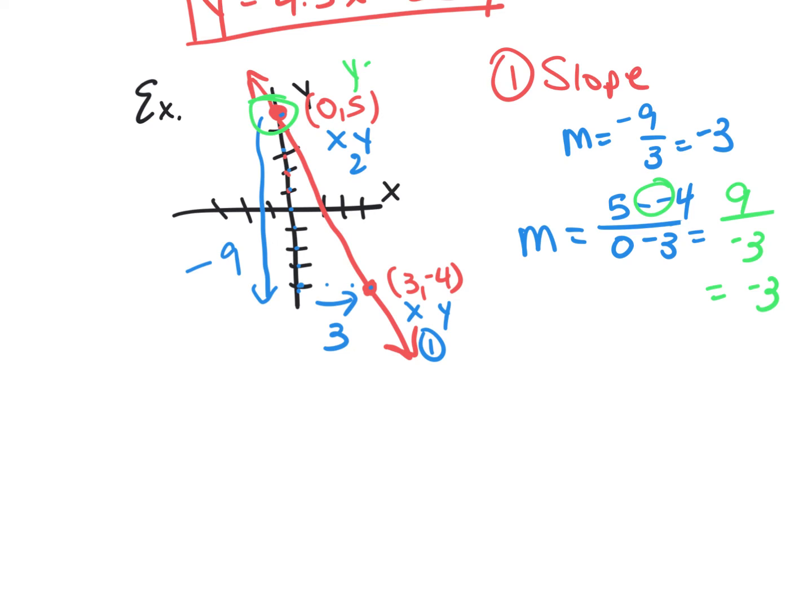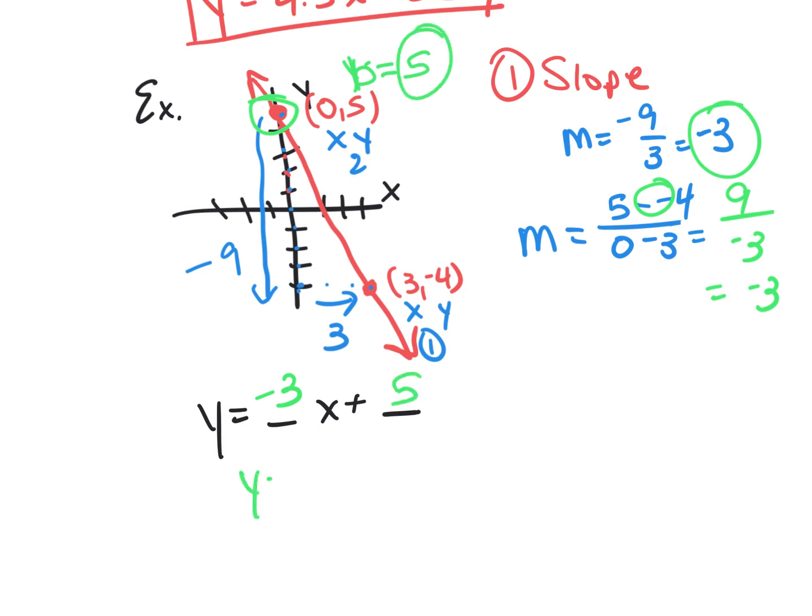Then the b value is 5. So then we have y equals blank x plus blank, right? So my slope is negative 3. That's m. And my b value is 5. So y equals negative 3x plus 5. But let's say that you didn't see that.